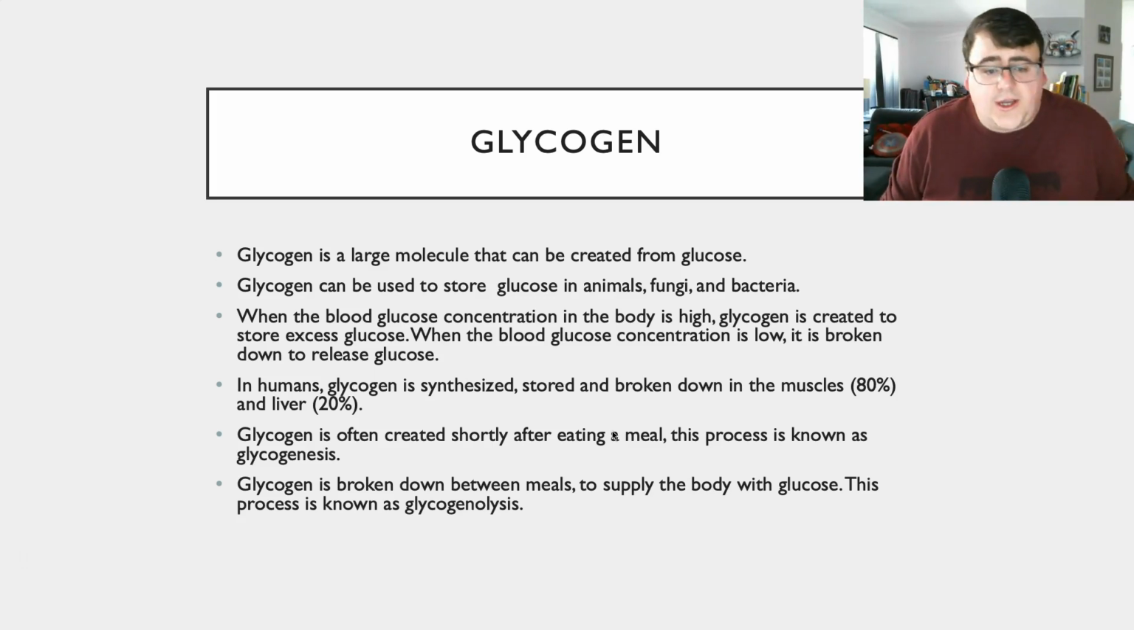In humans, glycogen is often created, stored, and broken down inside our muscles, which is about 80% of the time, and then also in the liver, which is the last 20% of the time.